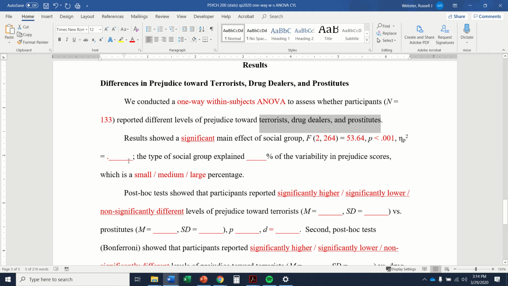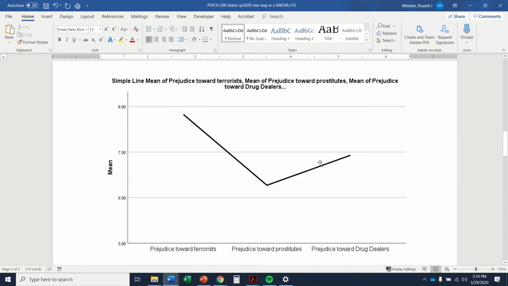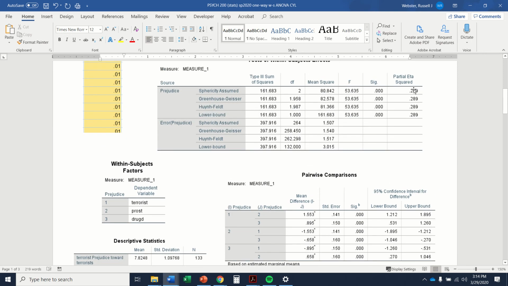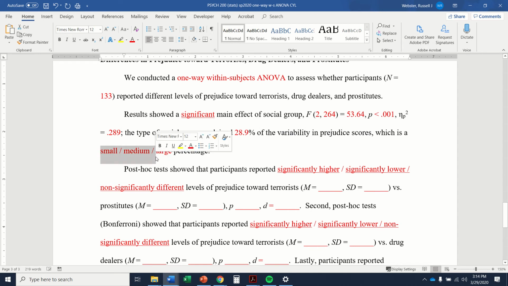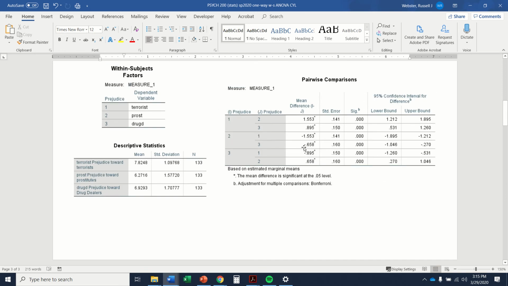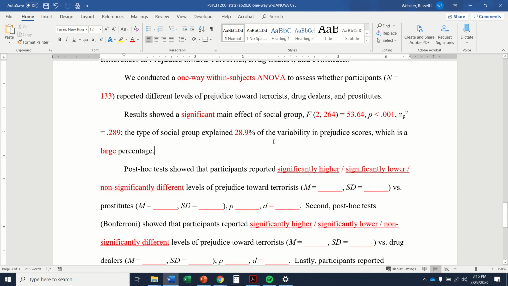Right. And looking at the partial eta squared value can give us a sense of how big these differences are. So our partial eta squared value here is 0.289. So type of social group, here we go, partial eta squared equals 0.289. So the type of social group explained 28.9% of the variability in prejudice scores, which is a large percentage. So the type of social group here seemingly had a big effect on how much prejudice, how much negativity people reported towards these different groups. So we'll probably see some big differences here between the mean prejudice scores.